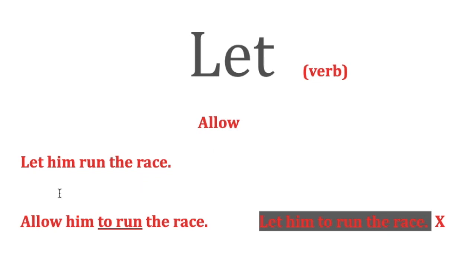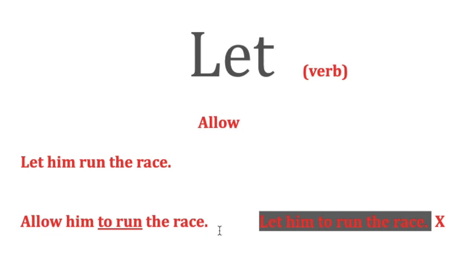For example, let him run the race. So you allow someone to run the race. You can also replace this verb "let" by using "allow". You can say, allow him to run the race. Now there's a marked difference between these two sentences. When you use "let", you don't bother about using "to" before the verb. But with "allow", you have the infinitive form, "to run".